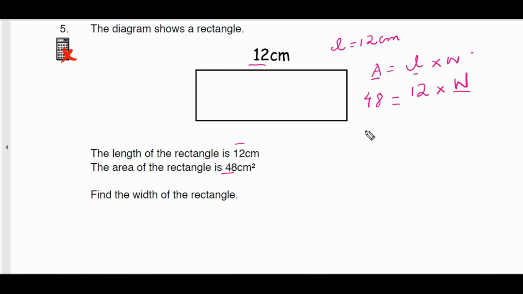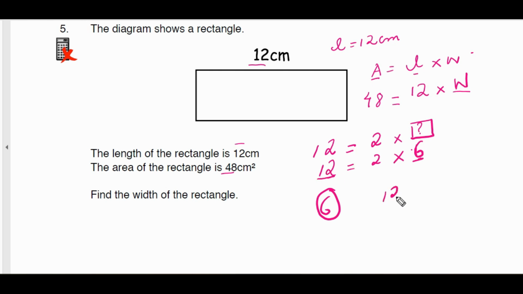So how can we find the width over here? If you remember, in your lower stages you have been doing these types of questions. 12 equals 2 times a square, and you have to tell what will be in this square. That means 2 times what will give you 12. You know that 2 times 6 will give you 12, so you will write 6 here. But how did you find this 6? You have to divide 12 by 2 to find 6. 2 times 6 is 12.